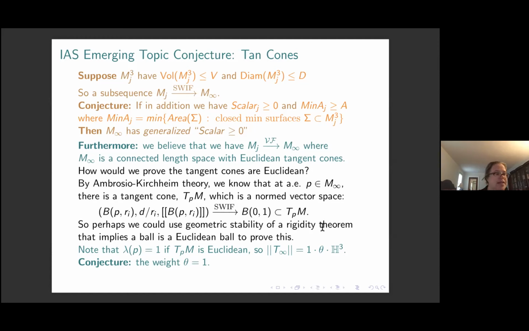And remember, the precise statements of the conjectures are in that conjectures paper that I provide a link to. It just has a list of all these IAS conjectures and explains them.